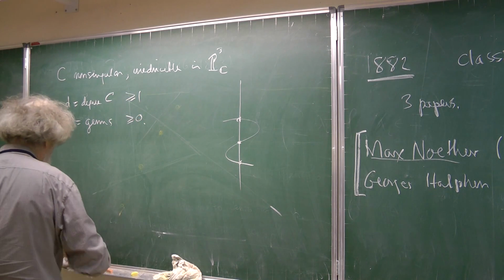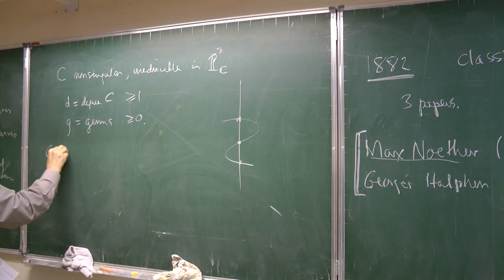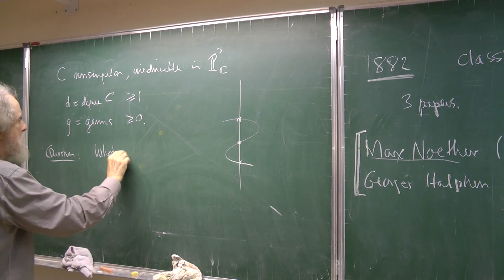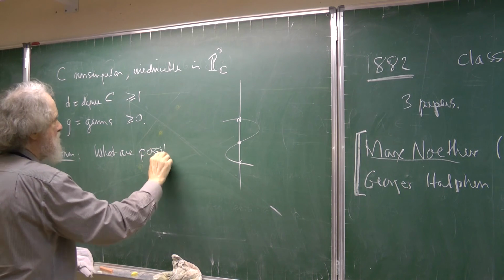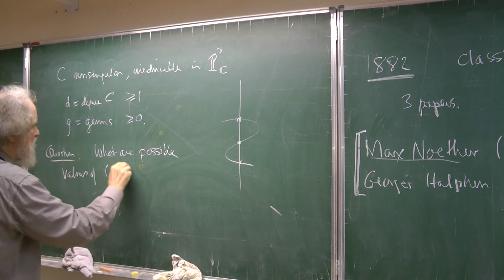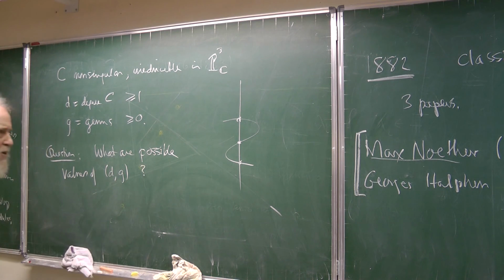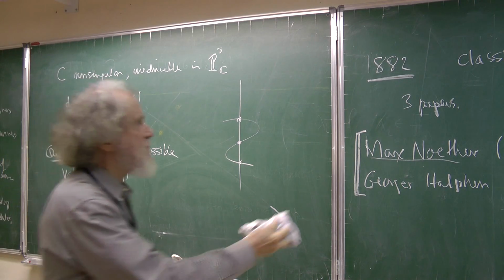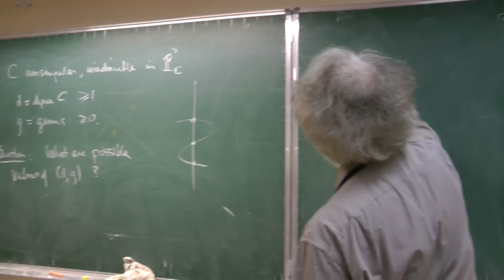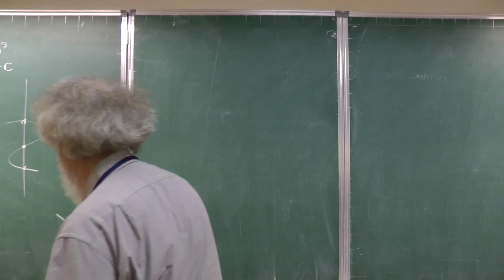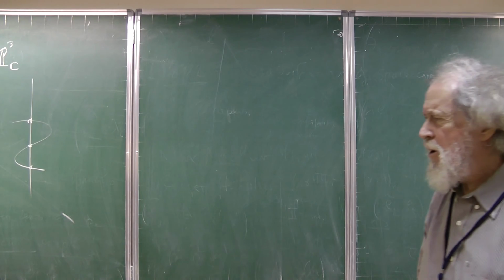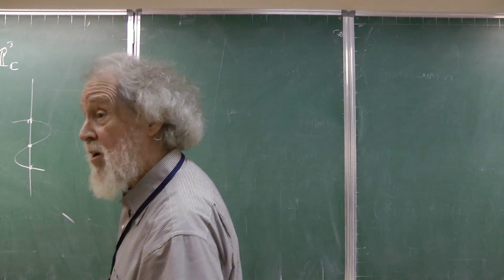And so the first question would be, what are the possible values of d and g? This is a fairly complicated question, actually. So there are various different ways of looking at this. If you start out simply, you look on particular surfaces.